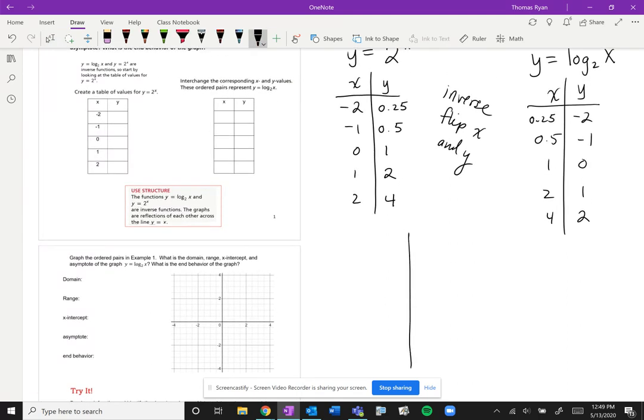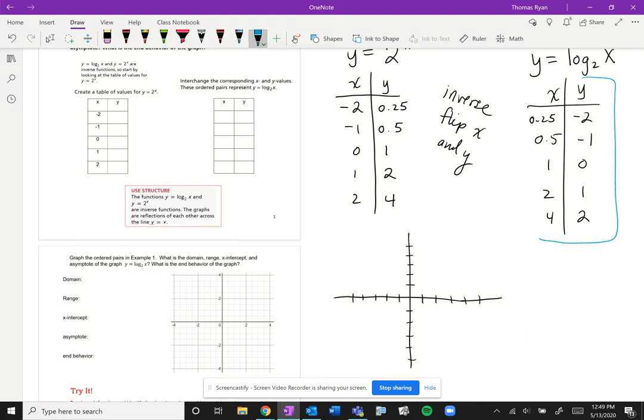Okay, so I'm just going to draw a little mock-up of a graph here. 1, 2, 3, 4, 5. 1, 2, 3, 4, 5. Okay, so we want to graph log base 2 of x. All right, so let's do it. Let me use a different color.